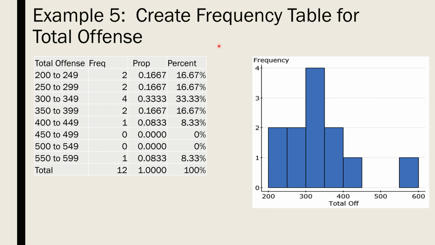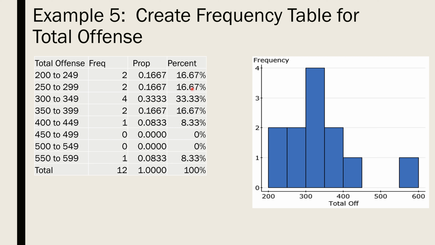Example 5. Histogram. This is an example of a histogram. You may have noticed that bars in a histogram are touching. The height of each bar is controlled by the frequency.